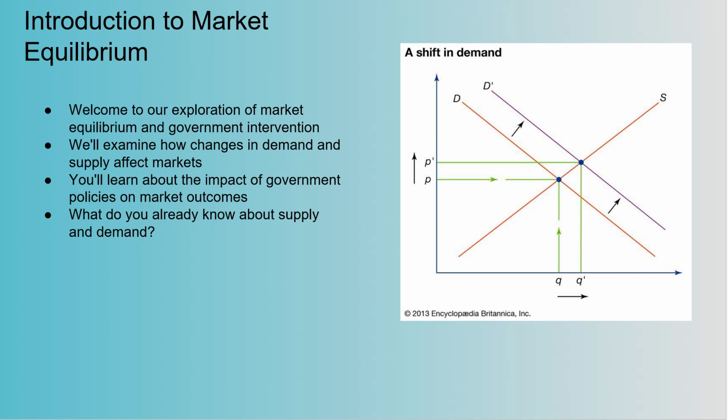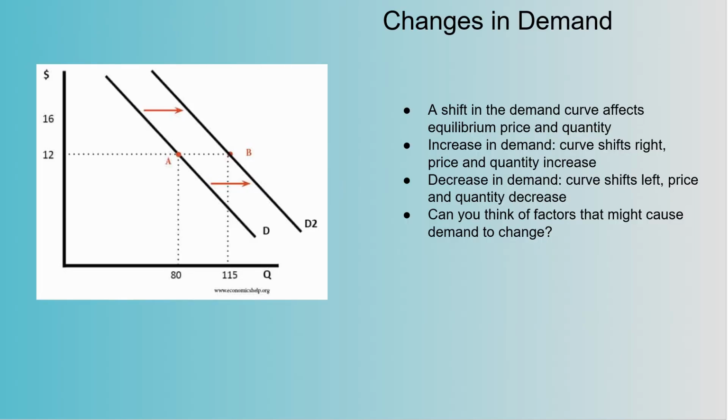Our demand curve depicts our law of demand, which indicates that consumers tend to buy more of a product the cheaper it gets. Supply, on the other hand, is from the producer's standpoint, and they want to supply more to the market the higher the price gets. Now we're going to be examining the impact of government policies on market outcomes.